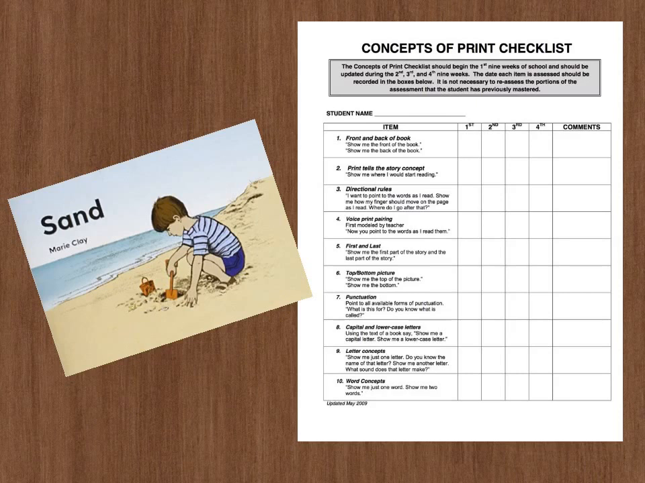highlight those. So we want boys and girls to know where is the front and the back of the book. We want them to know that words show us story. We want them to know the directional rules. We want them to know one-to-one tracking. We want them to know first and last, top and bottom pictures, punctuation, capital and lowercase letters, concepts of letters, and concepts of words. And those are the 10 areas that are our concepts of print. When a child knows those, we know they're ready to be readers.